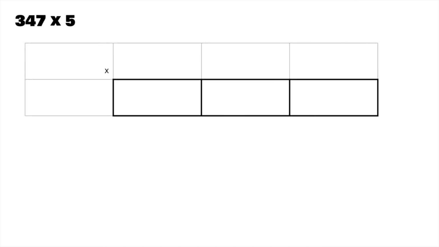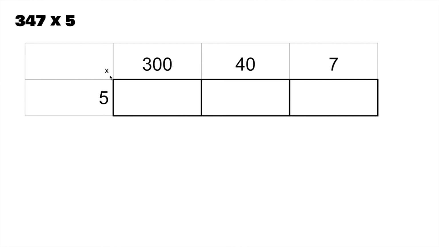347 times 5. We can still do this with the box method. It's going to look a little different because I'm multiplying a 3-digit number by a 1-digit number. So you'll notice I need 3 spaces up here for my 3-digit number and 1 space here for my 1-digit number. Obviously, this is going to be 5. I have 3 in the hundreds place, that's 300. I have 4 in the tens place, that's 40. I got 7 in the ones place.